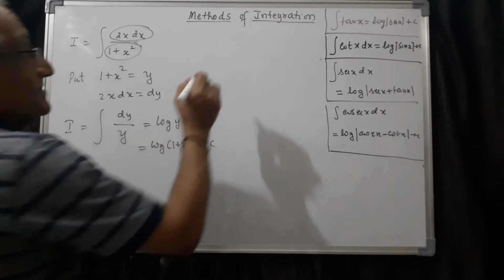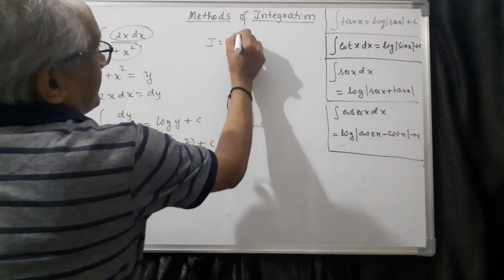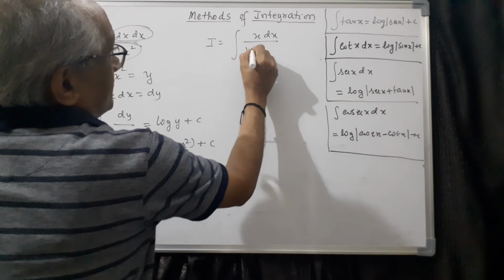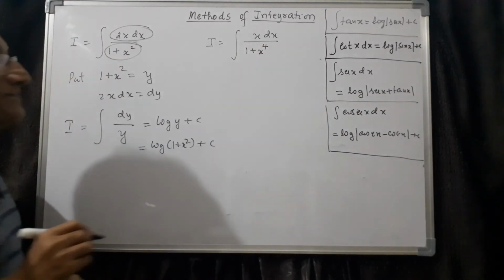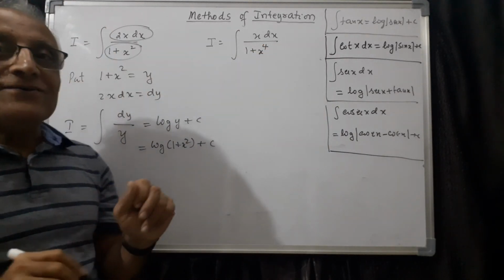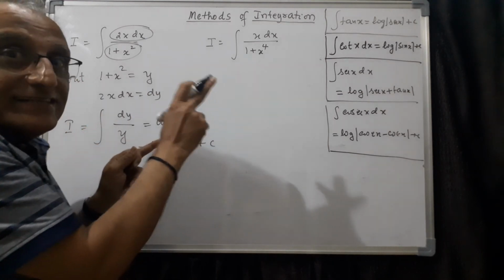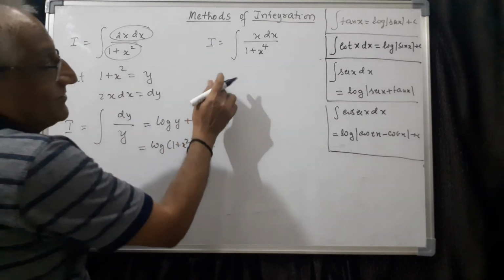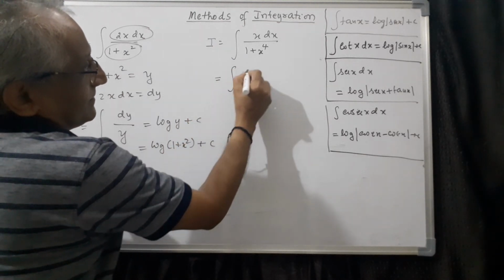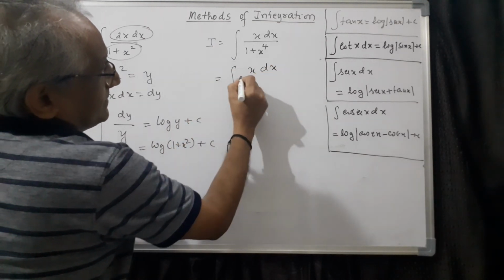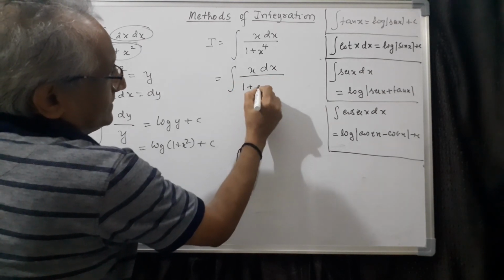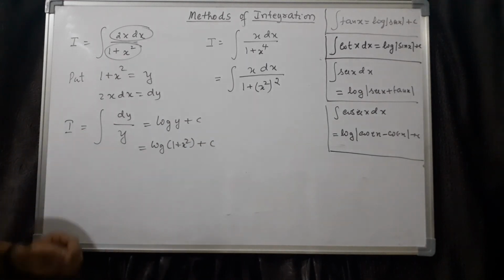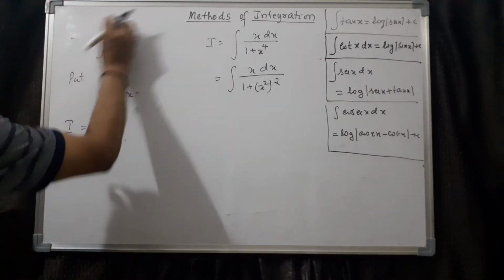Suppose the same question, I write integrate x dx by 1 plus x to the power 4 instead of x square. Now you cannot do it so easily. Therefore, substitution can be very, very challenging also. Here what I have to do is write x dx divided by 1 plus x square, then whole square. Let me complete this one. This will be the last question.